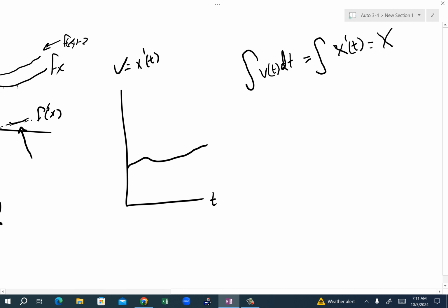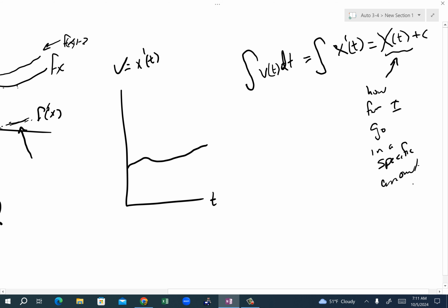So you're just saying it's capital X of t? That's right, plus c. What would that mean? This is how far I go in a specified amount of time. What do you mean? I'm saying that from A to B, how far did you go? So what we'll end up doing later on is putting A and B here and here.